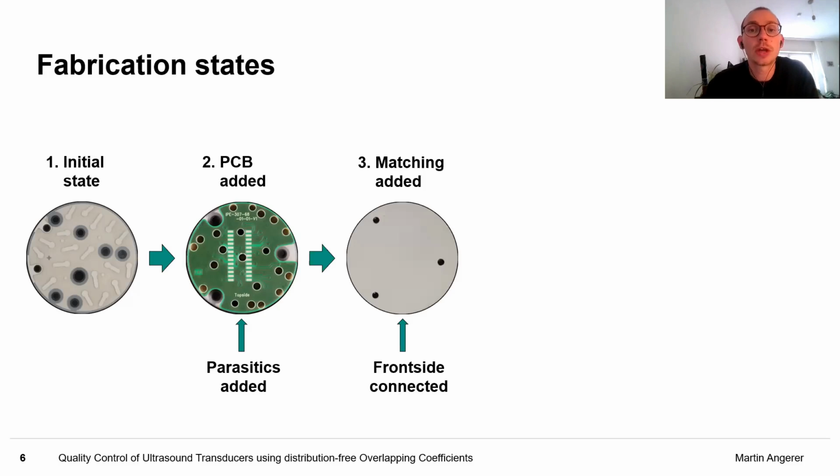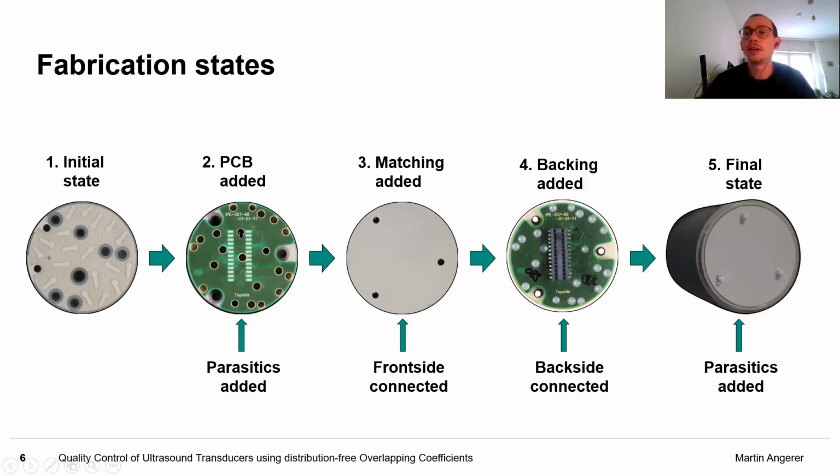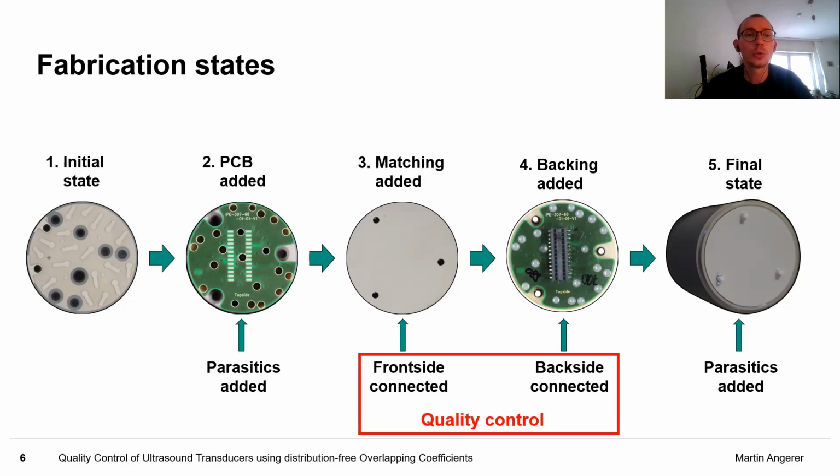And the next state is when the matching layer is added on the front side. Then the backing material is applied on the back side, which is filled into the designated holes in the PCB. And then the final state, which adds additional parasitics to the electromechanical resonator, as we need to connect the transducers using a connecting board. So just as a quick reminder, these are the two fabrication states which are of main interest for our quality control metric.